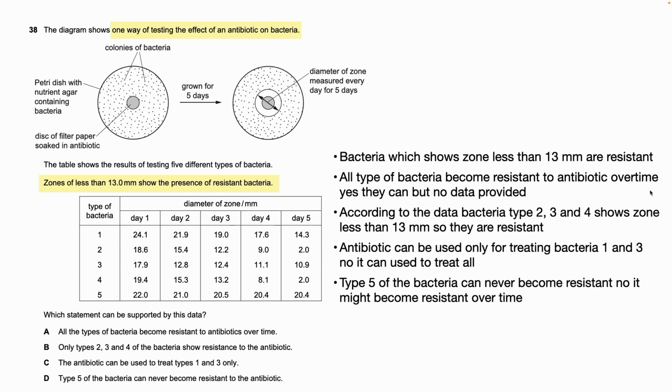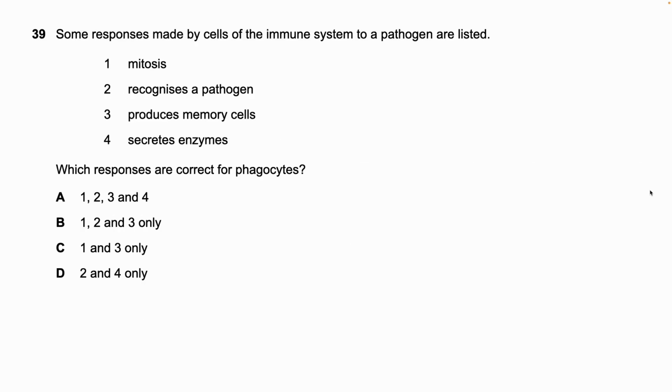Then option D, type 5 of the bacteria can never become resistant to antibiotic. No, it might become resistant over time, through evolution. So according to the given data, the correct option here is B. Only types 2, 3 and 4 of the bacteria show resistance to the antibiotic as they have zones less than 13 millimeter. Question 39. Some responses made by cells of the immune system to a pathogen are listed.